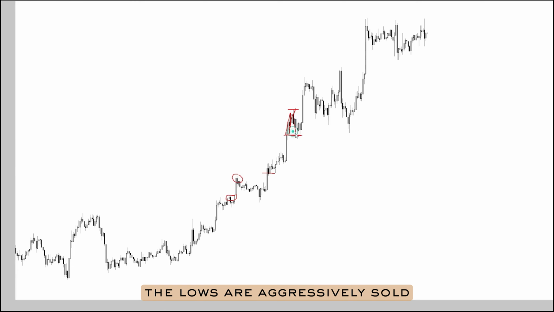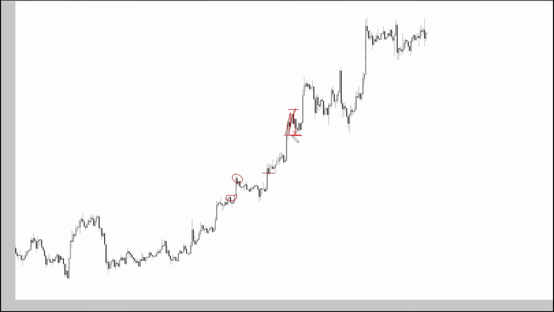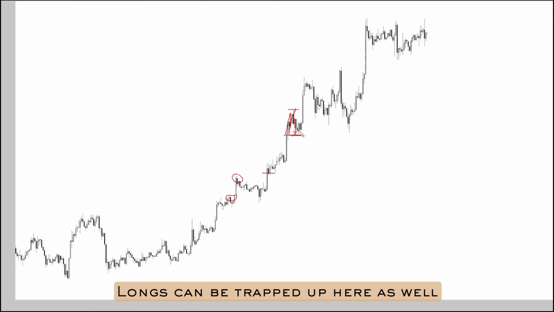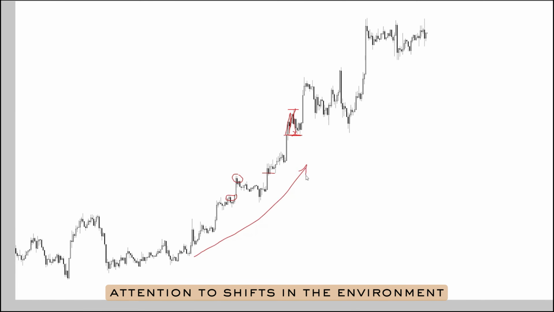Okay, what you see is the lows are aggressively sold. The highs are aggressively bought though, so it can go both ways. All right. Longs can be trapped up here as well. But now we have underlying momentum. And this is where you need to pay attention to shifts in the environment.